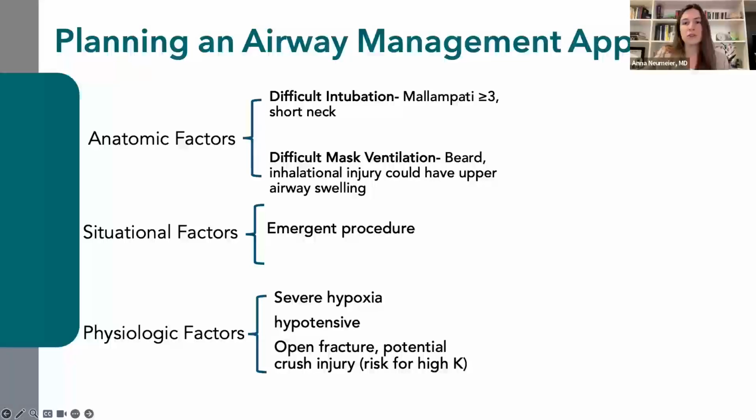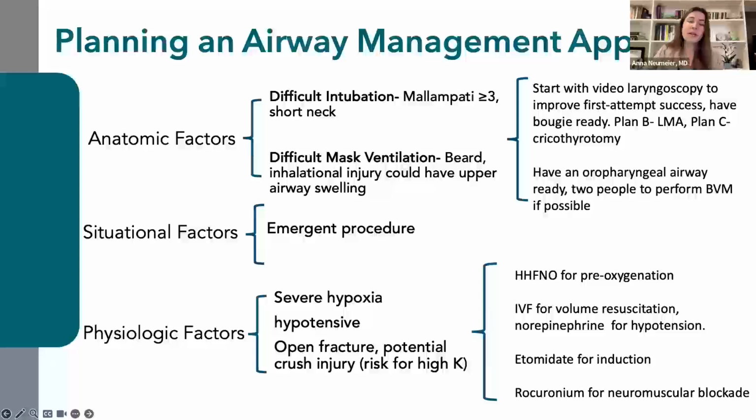Therefore, these are the approaches you might take. In planning your intubation, you would start with a video laryngoscopy to improve your first attempt success, as well as having a bougie ready. Your plan B might include a laryngeal mask airway, and plan C would always be the cricothyroidotomy. Additionally, to help improve your mask ventilation, have an oropharyngeal airway ready and 2 people present to perform the BVM if possible to optimize your seal.